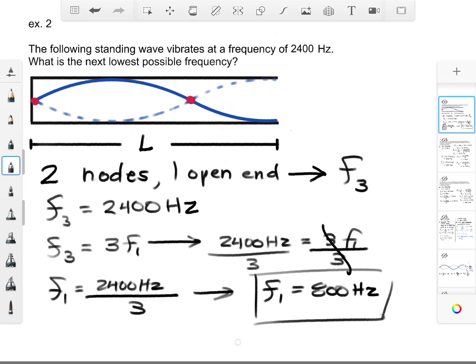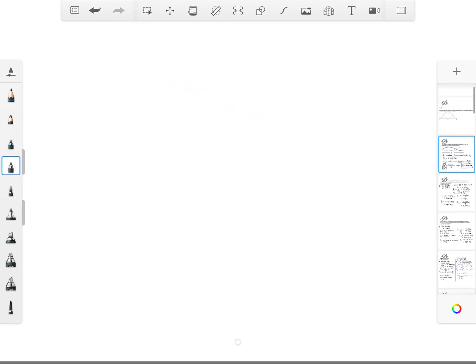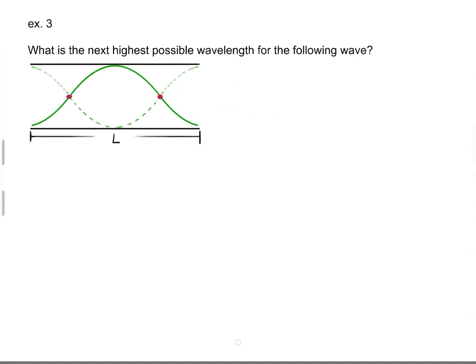Next. What is the next possible wavelength for the following wave? Now, this is the type of problem that a lot of students have trouble with because there are no numbers. It's just all symbolic.